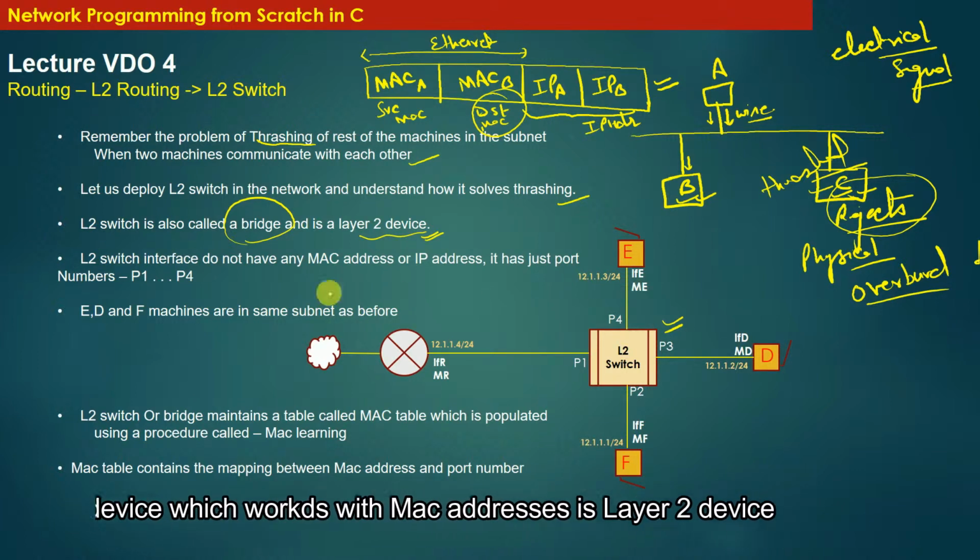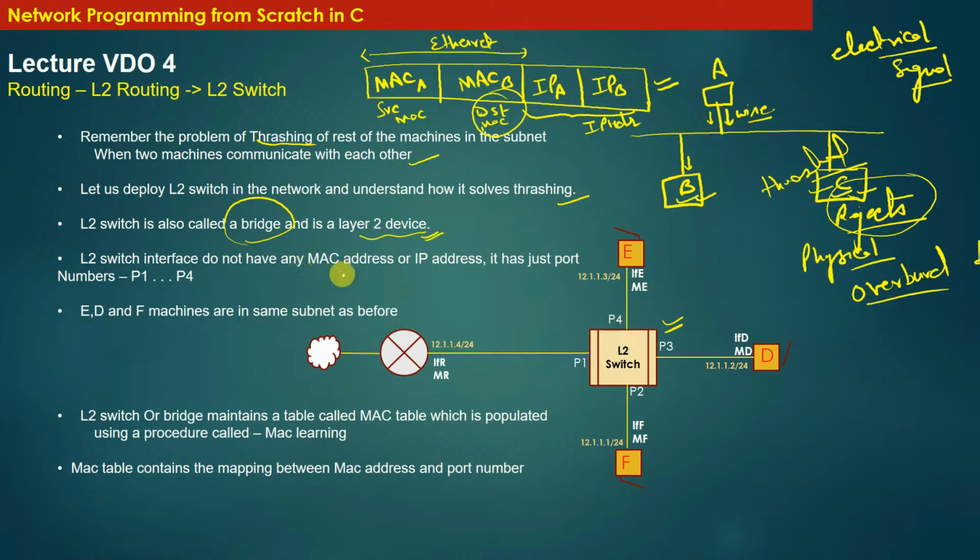L2 switch interfaces do not have any MAC address or IP address. So you can see these are the L2 switch interfaces, and they do not have any MAC address or IP address. They just have port numbers, and port numbers are just numerical values.